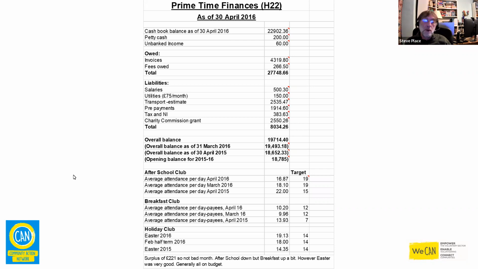So right at the very bottom, I would just do my narrative, basically saying, you know, surplus of 221, so not a bad month. Just talking about after school club down, breakfast up a bit. However, Easter was very good. So generally all on budget. And that's when I would flag up basically if there are issues that need to be thought about before the meeting. So people get this a week before, and then we discuss it at the board meeting.